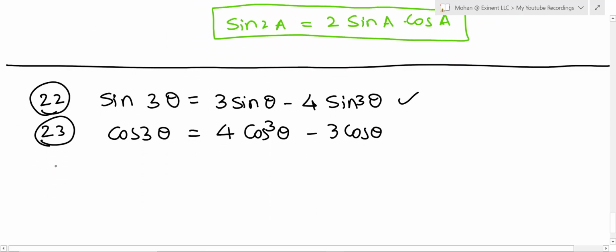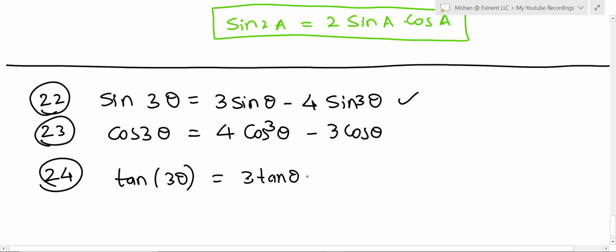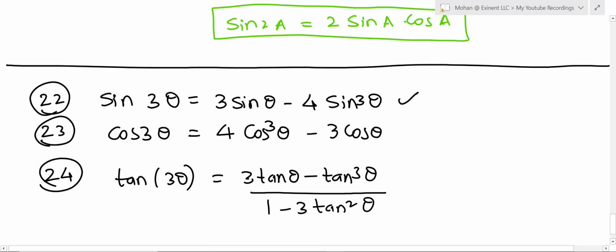Next, what happens with tan 3 theta? The tan 3 theta formula will become 3 tan theta minus tan cube theta divided by 1 minus 3 tan square theta. Alright, this is also useful. There would be some scenarios where you should understand what's happening. Whenever there is 3 theta, 1/3 of 3 theta has come here. So from this I am giving a little hint. Now what happens to sine theta if I wanted to write it in terms of 1/3 of theta?